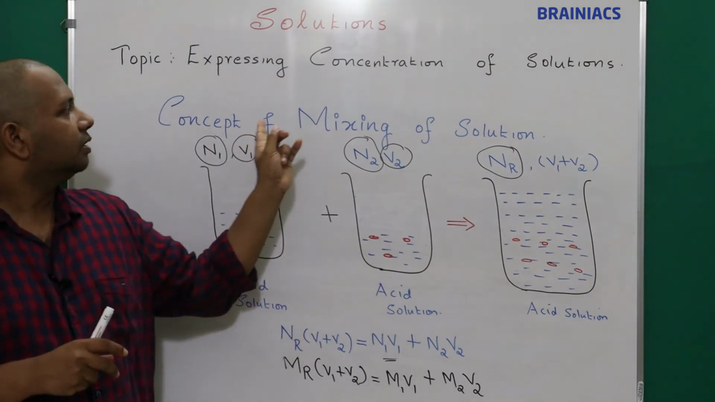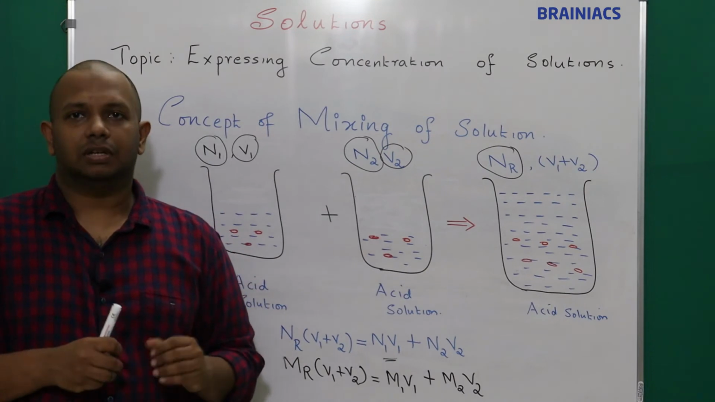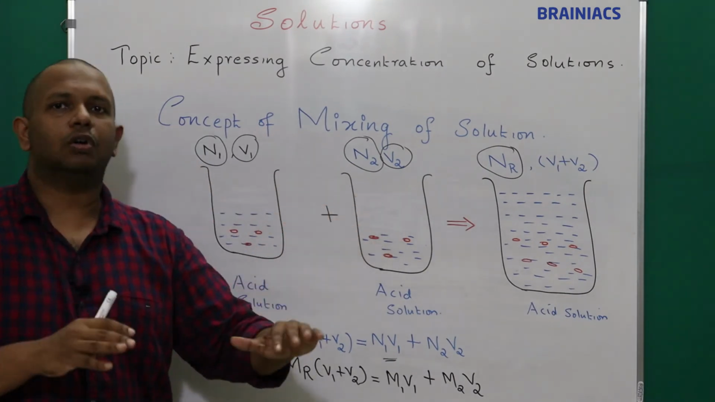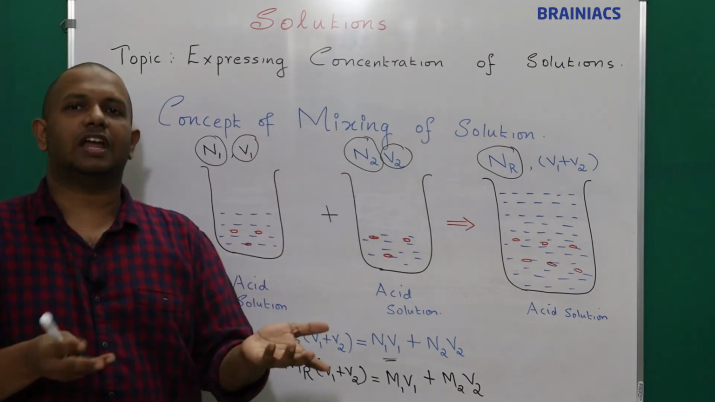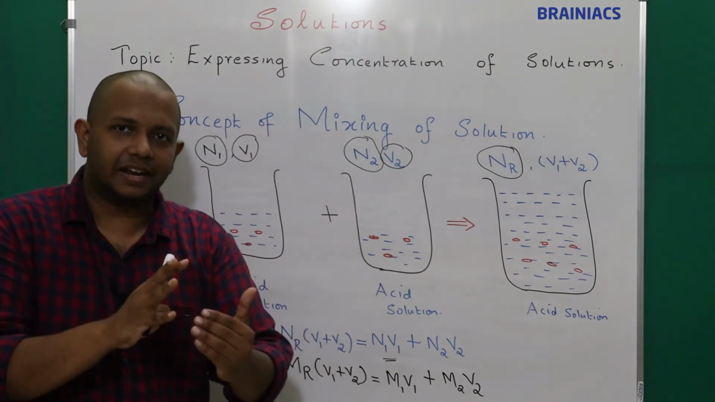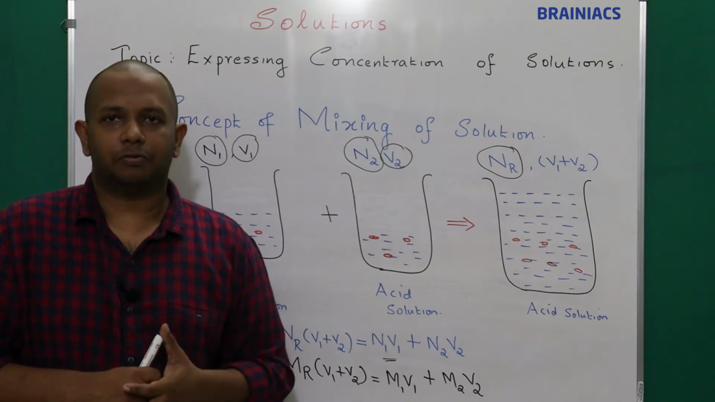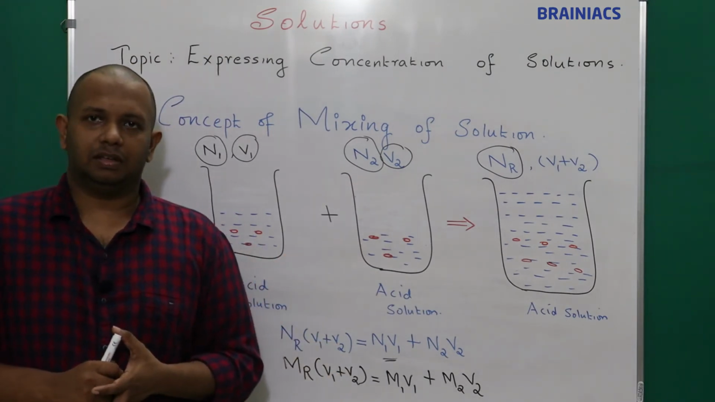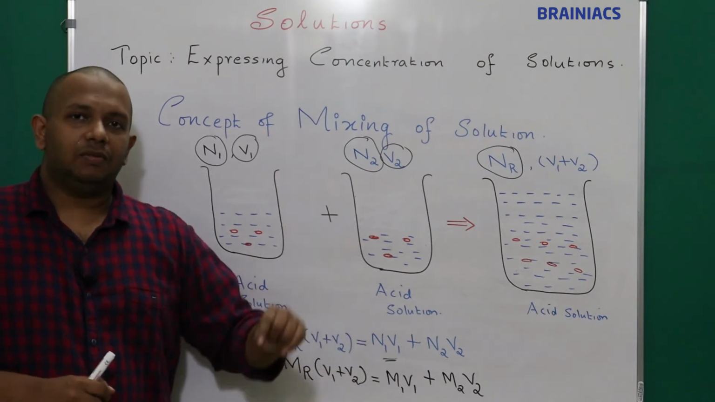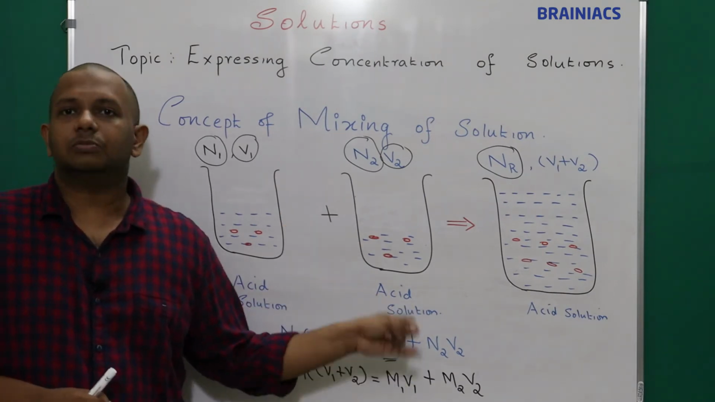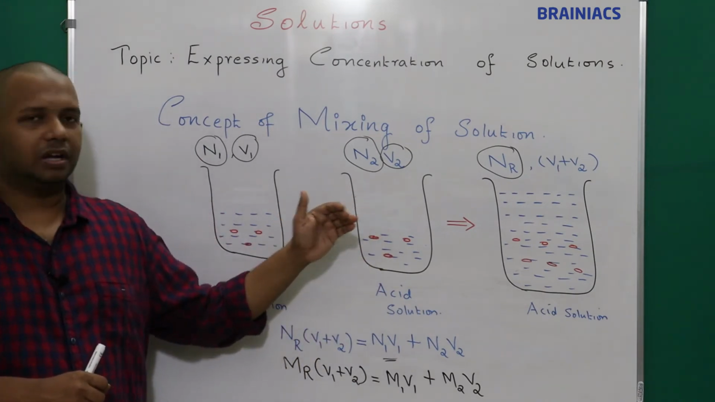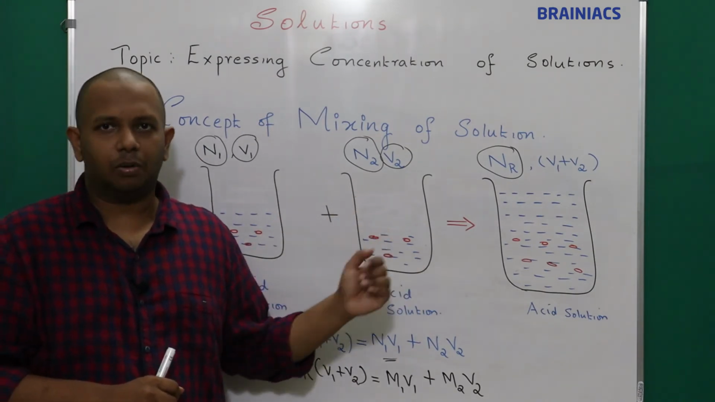And what happens during the mixing of the solution? During the mixing of the solution, the number of moles of the solute, or the number of gram equivalents of the solute, or the amount of solute will get added up to give the final amount of solute. So that is what the concept of mixing is about. From that we are deriving the formula in terms of normality and molarity. I hope you understood a rough idea on this concept.